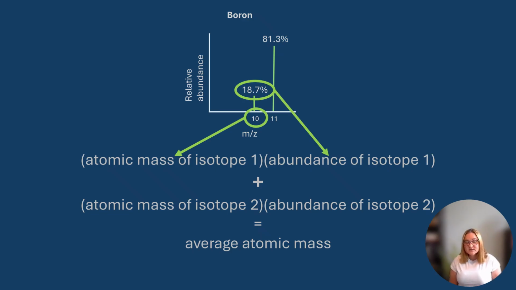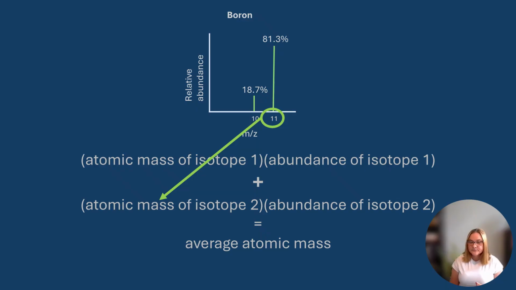The percent abundance of the first isotope is 18.7%. This one's labeled clearly on this graph, but if it wasn't, I could get this value using the y-axis. One isotope down. Our second isotope has an atomic mass of 11 AMU, again found on the x-axis. The percent abundance of our second isotope is 81.3%, which again is labeled on the top of this boron 11 peak. These four values identify all of the variables except for the average atomic mass, which I know is what I'm solving for, so I must be ready to complete my calculation.